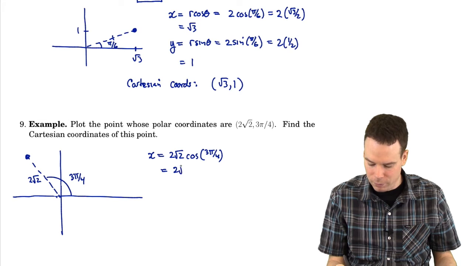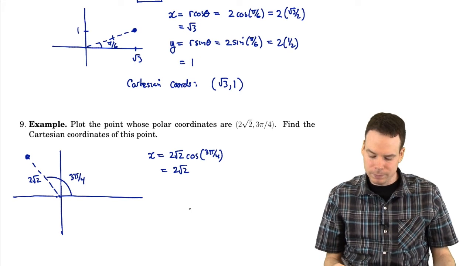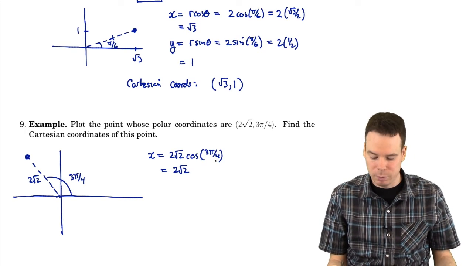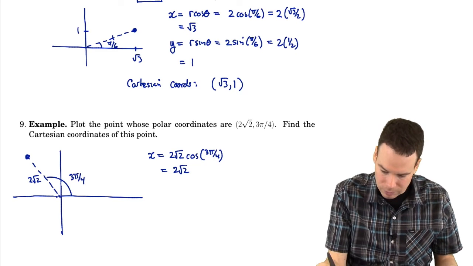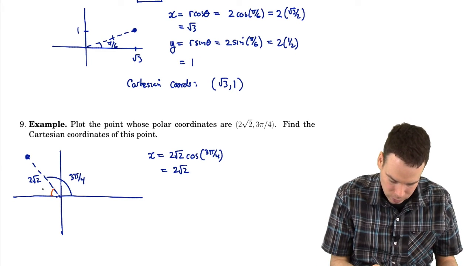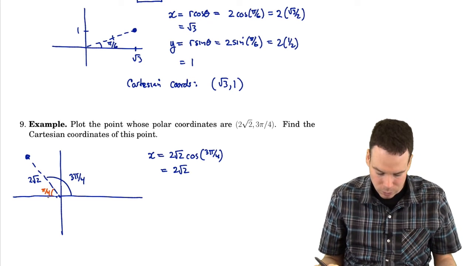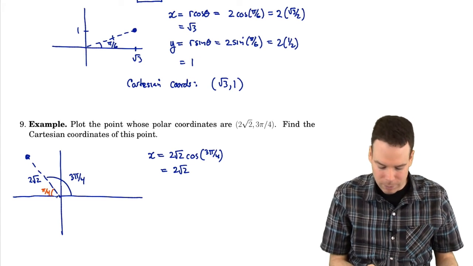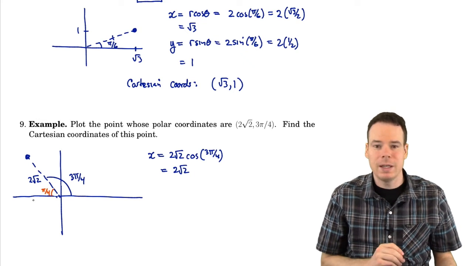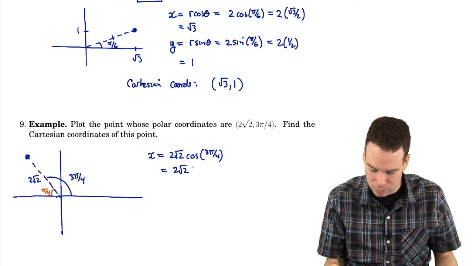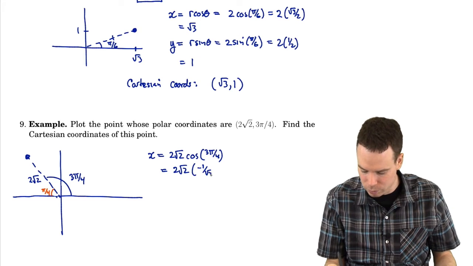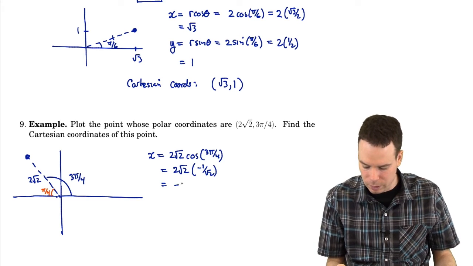Cos of 3 pi by 4, what is that? Well, the reference angle here is pi by 4. There's our reference angle, maybe I'll draw it in red. Cos of pi by 4 is 1 over root 2. So cos of 3 pi by 4, because now we're in quadrant 2, that'll be negative 1 over root 2. So that's negative 1 over root 2, or negative √2.